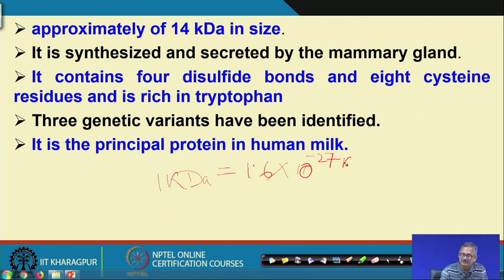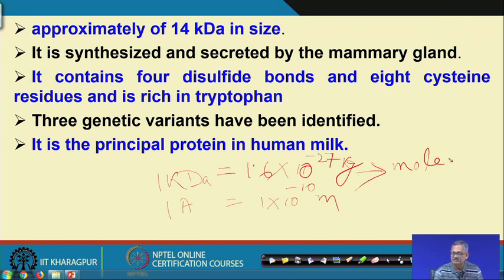27 what? Kg, right. Whereas, 1 Armstrong is equal to 1 into 10 to the power minus 10 meter. So, this is the molecular mass which I made a mistake on in some class, and I realised it after that when it came to my mind, because perhaps I made the mistake at that time. So, it is better to accept it, because a mistake is a mistake, that can happen, and it is rectified now.